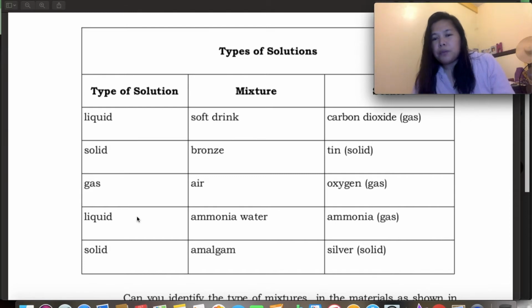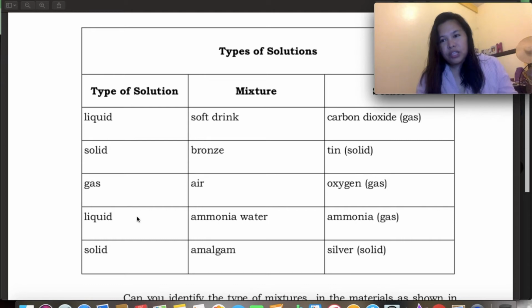Another type of solution is the liquid mixture, ammonia water. The solute there is the ammonia, because obviously the water is the solvent, right? Because water is the universal solvent. If we identify which is the solute or the solvent, obviously the water is the solvent.